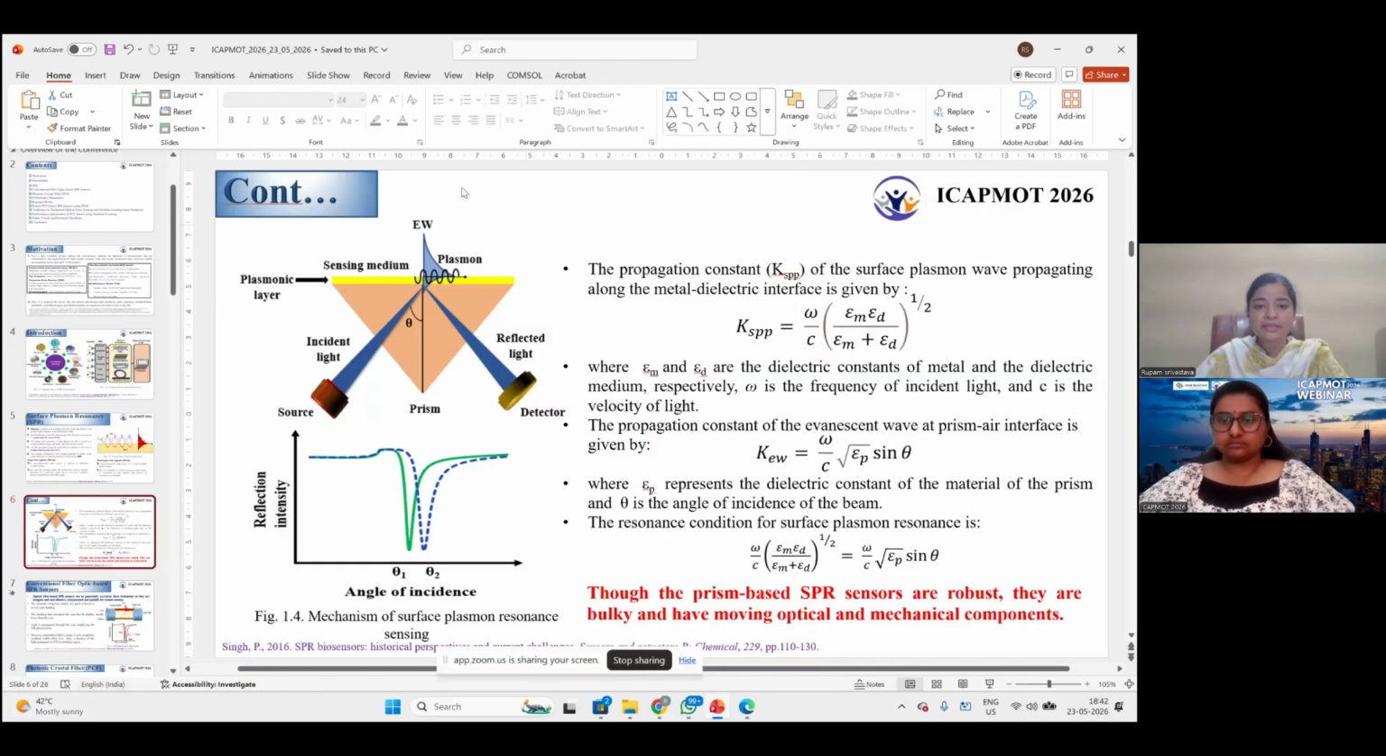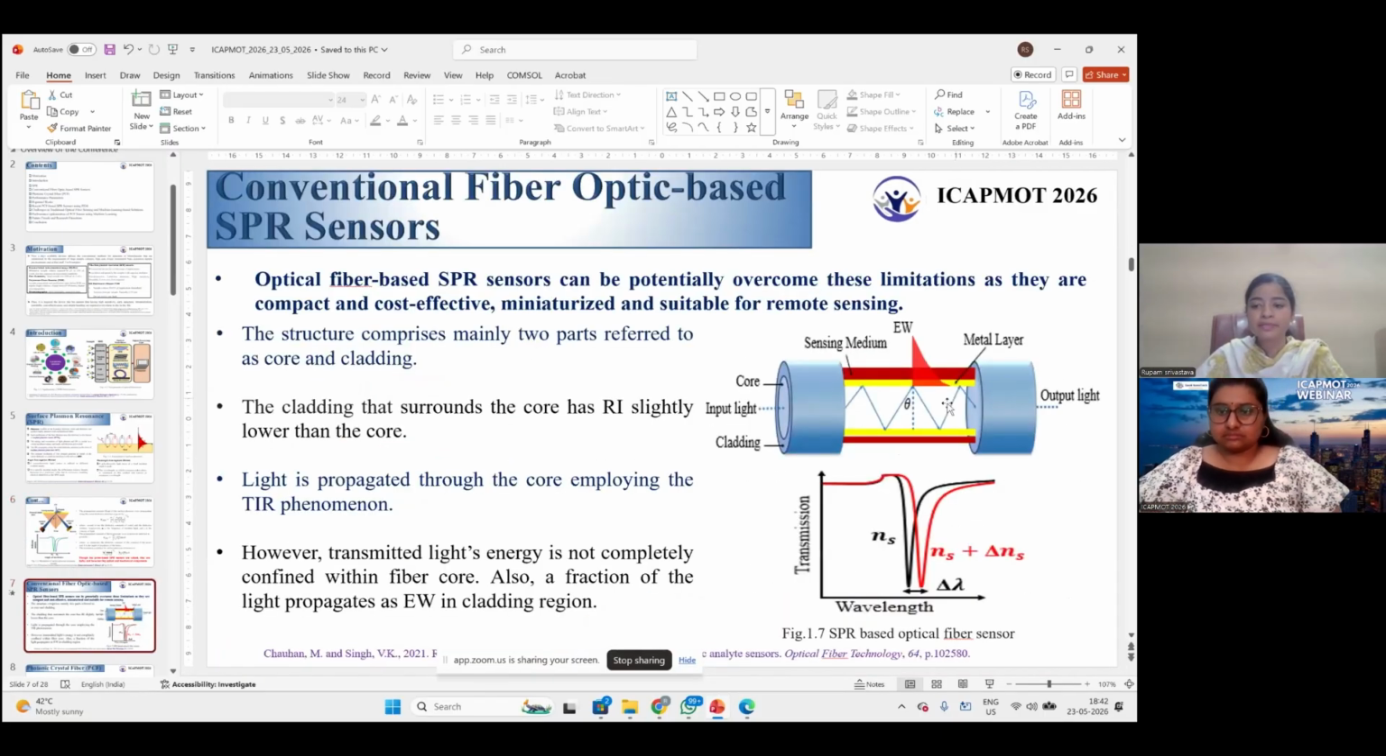So these are the traditional methods, which are based on the prism. The prism is very bulky and it requires a heavy setup. So in order to overcome this, we use optical fiber based SPR sensors. Optical fiber based SPR sensors can potentially overcome these limitations. These are compact, cost effective, miniaturized, and suitable for remote sensing also.